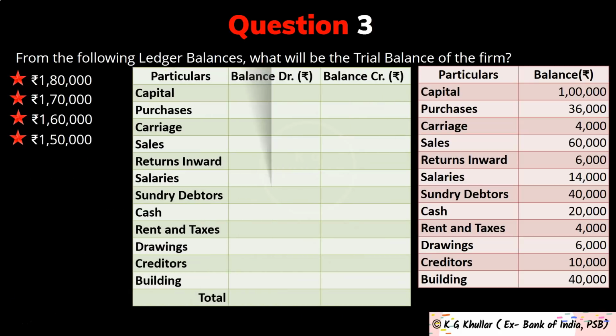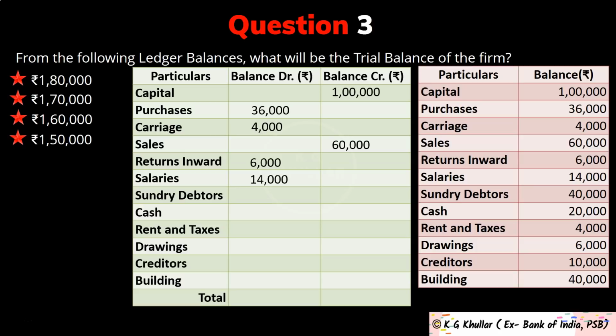First is capital. Now as per our rules, it will come under credit column. The next is purchases. It is an expense, so it will come under debit column. Then next is carriage. It is also an expense, so it will also come under debit column. The next is sales. Now it is an income, so it will come under credit side. Then next is return inwards. Now this will come under debit side.